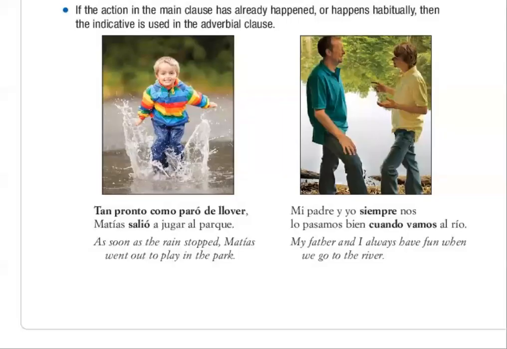Hola chicos, this is a follow-up video to using the subjunctive and adverbial clauses. This should be the final part of this. What we've learned already is we learned the escapa words.